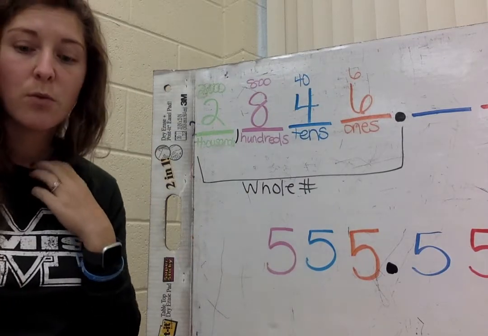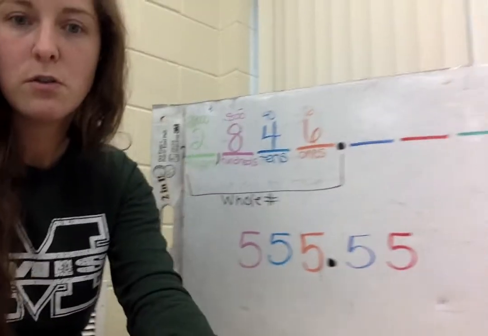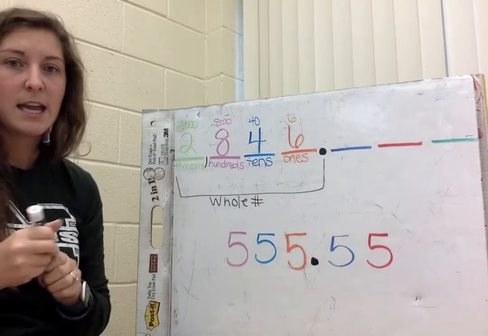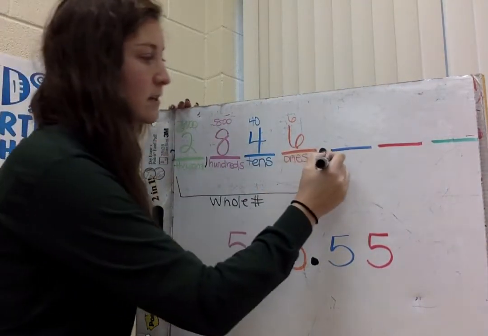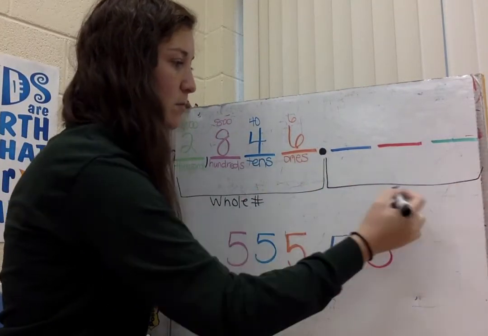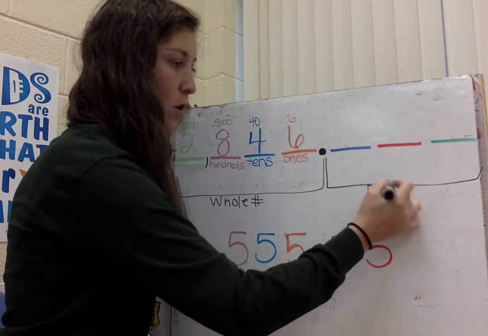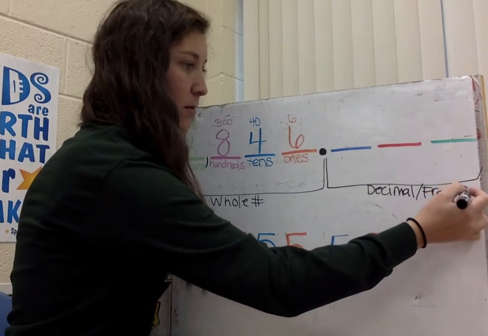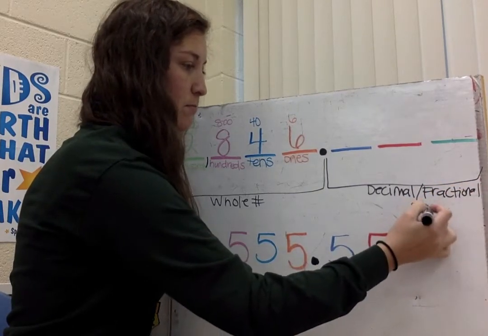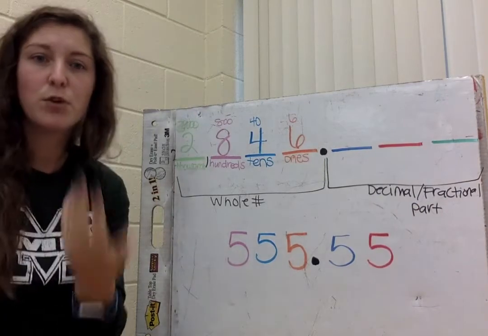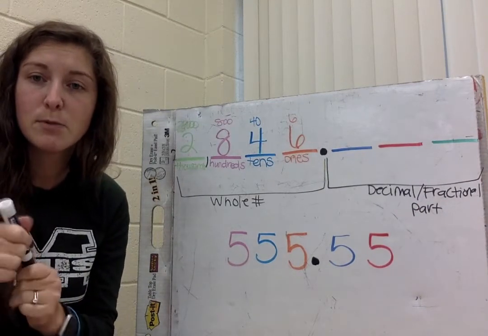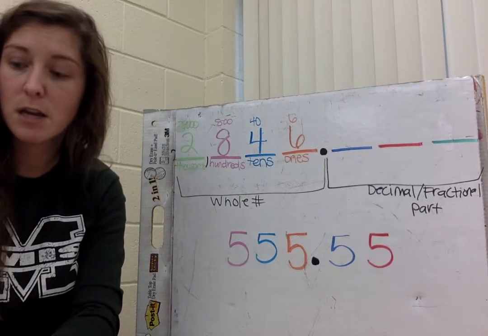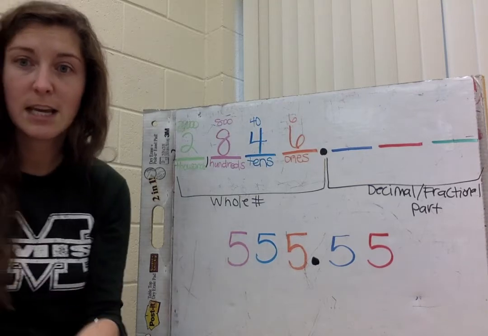Okay? Now I'm going to scoot you back so we can shift over to our decimal place value section. Anything to the right of the decimal point is going to be our decimal or fractional part. Anytime you make a decimal, you are making a fraction, pretty much. Decimals can be converted to fractions, and fractions can be converted to decimals as well. That's something to think about, and hopefully you start to see the connection there.